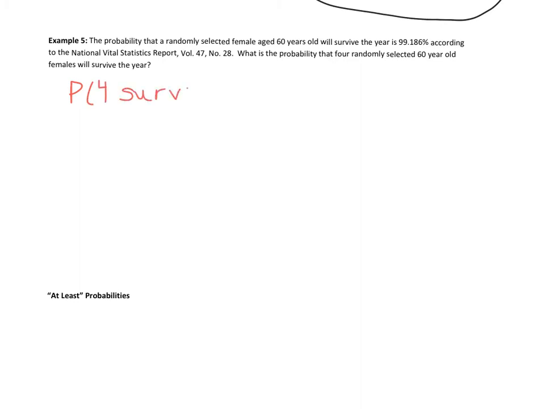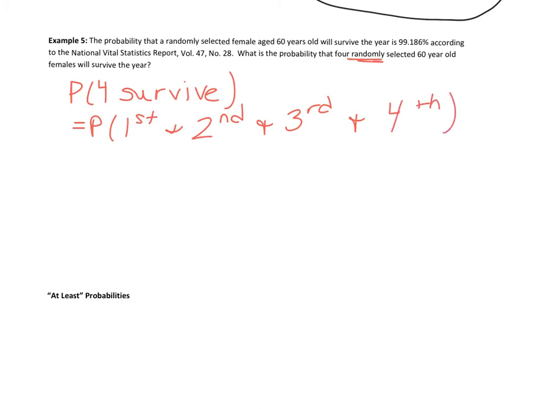But 4 women surviving, that's like the first and the second and the third and the fourth surviving. And they're independent because they're randomly selected. So we can use our multiplication rule. I'm just writing first, but it stands for first surviving.